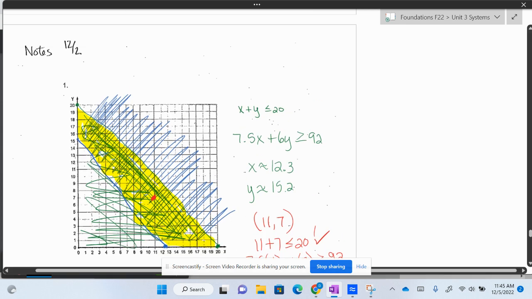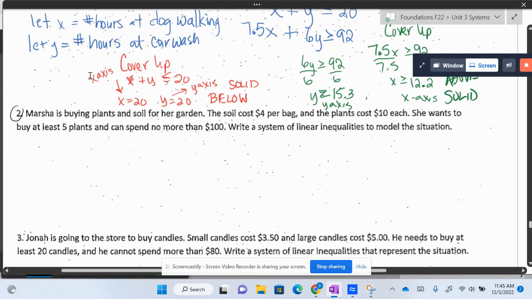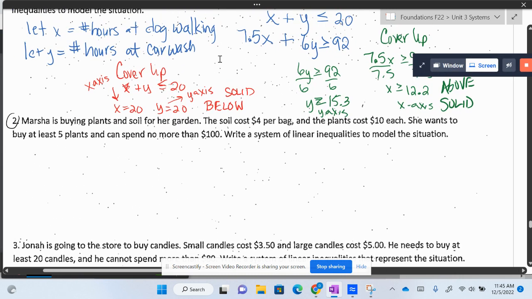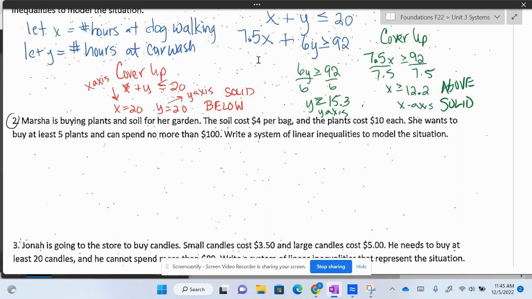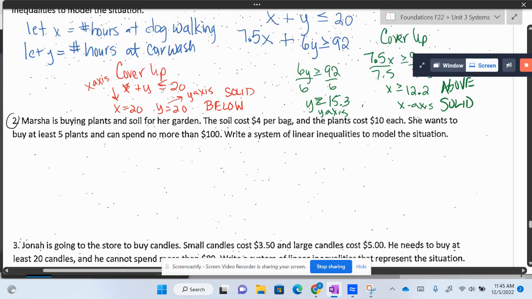Okay, let's look at number 2. Marcia is buying plants and soil for her garden. Soil costs $4 per bag and the plants cost $10 each. She wants to buy at least 5 plants and spend no more than $100.